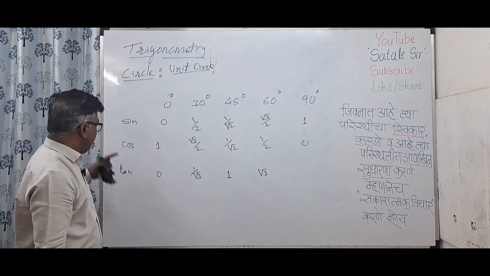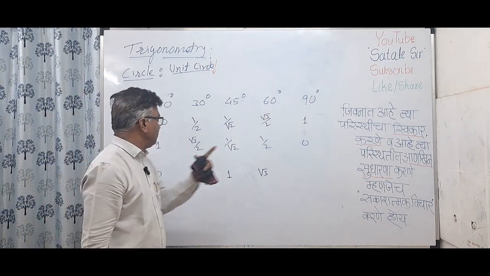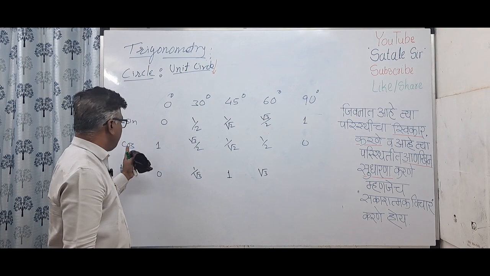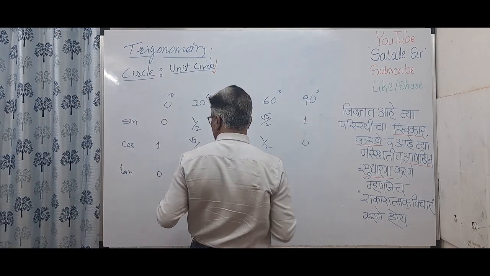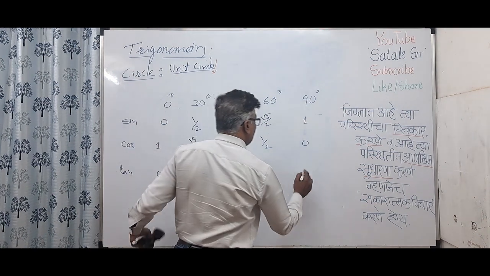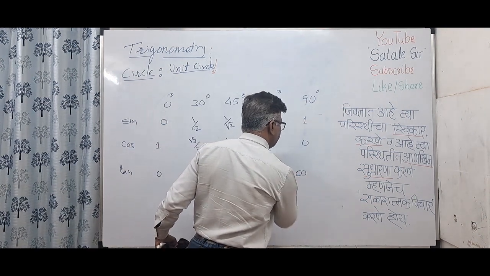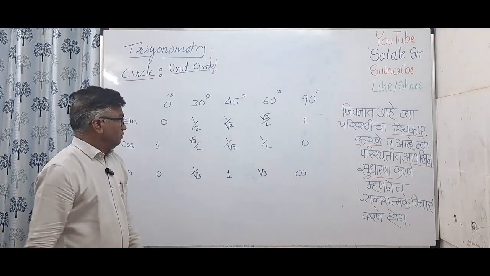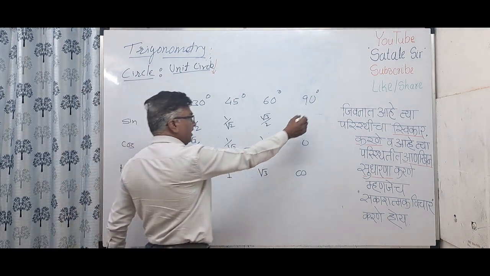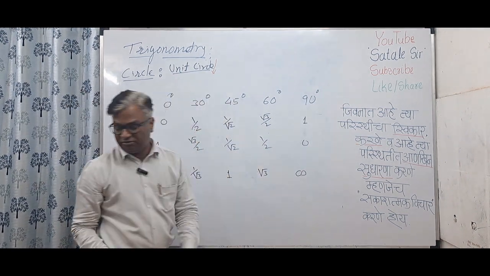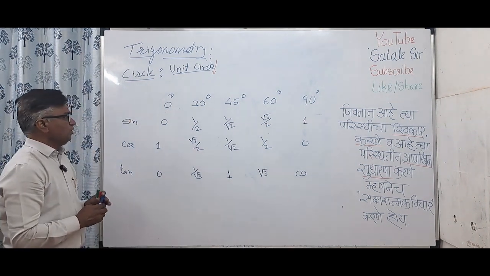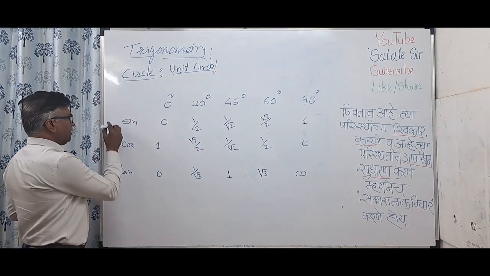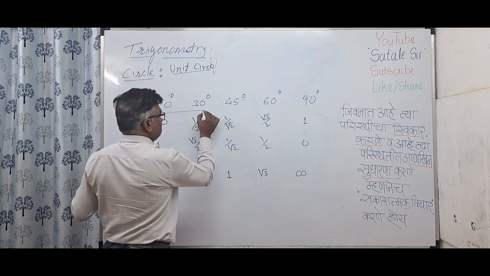Okay. And tan of 90 degrees means sine of 90 divided by cos of 90. Cos 90 is 0, sine 90 is 1. That means 1 upon 0, which comes out to be infinity. Okay. So at 90 degrees, the tan will be infinite. It doesn't have any defined value as such. Okay. So you can easily remember these values.